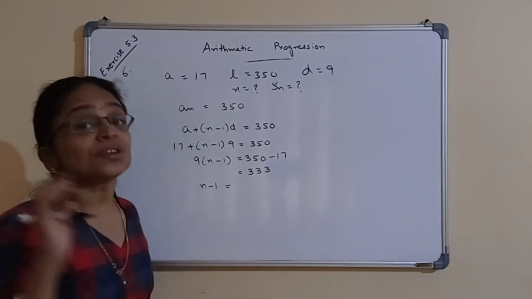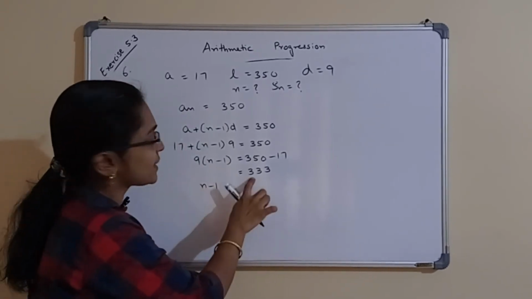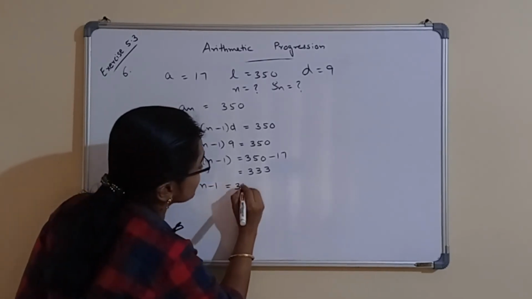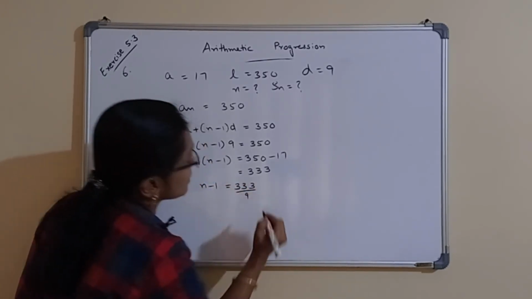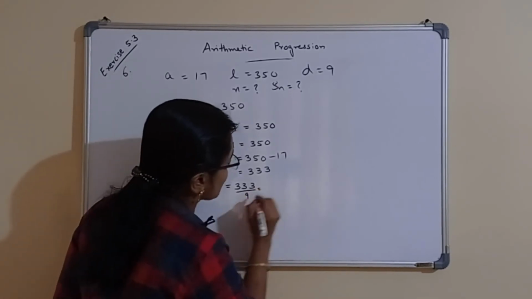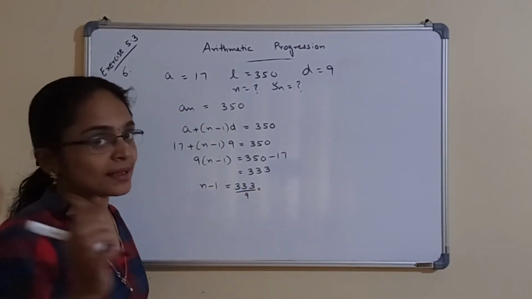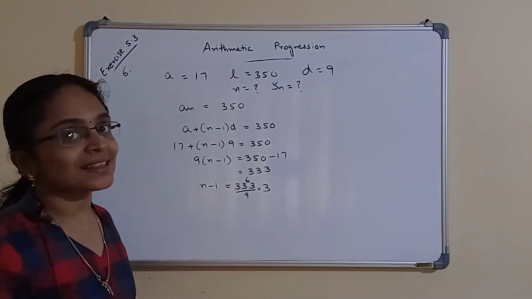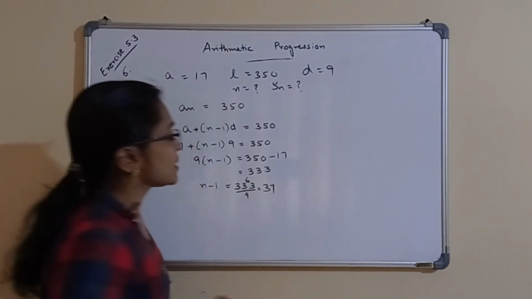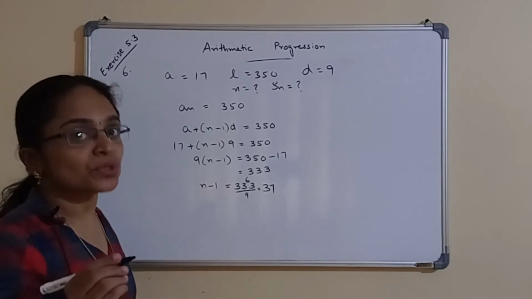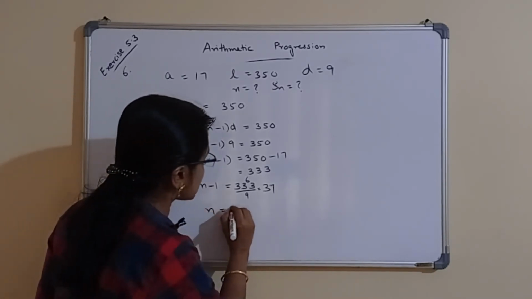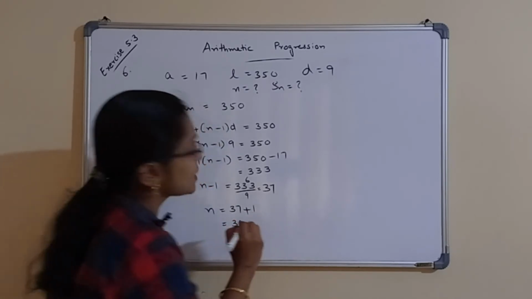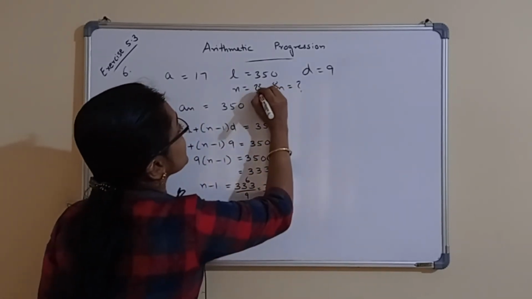Right? So, 9 into n minus 1 is equal to 333, which means n minus 1 is equal to 333 by 9. 3 nines are 27. So, 33 by 9 is 3 and 6 remainder. Now, 63 by 9 is 7. So, n minus 1 is equal to 37, which means n is equal to 37 plus 1 and that is equal to 38. So, we got n as 38.